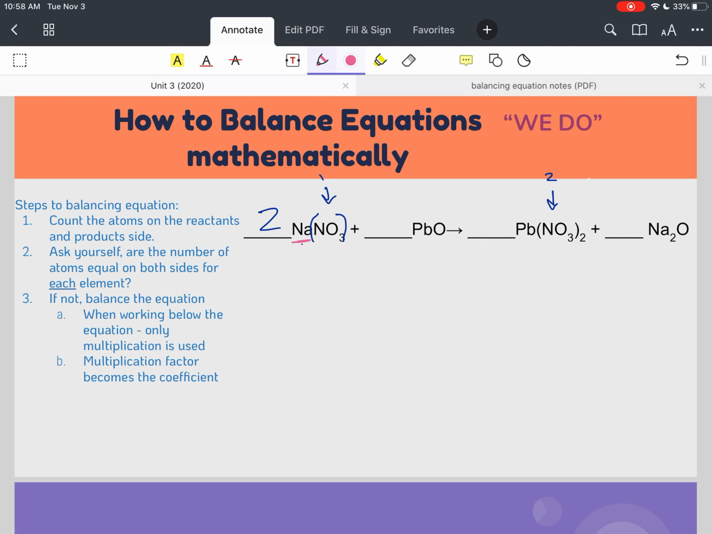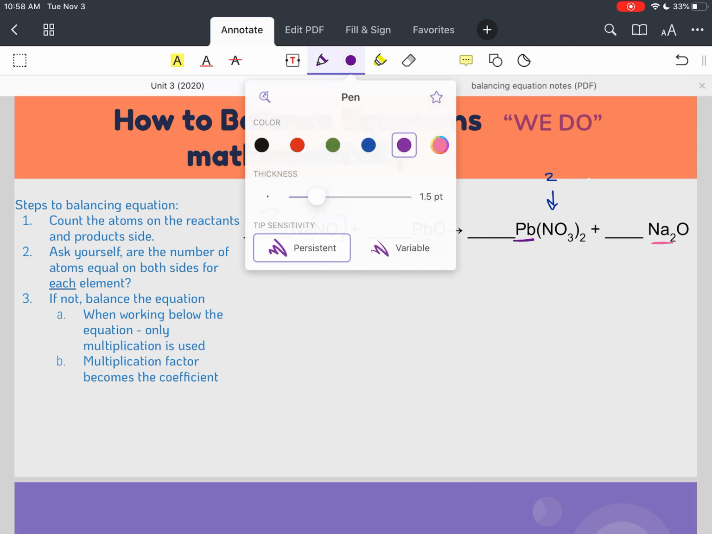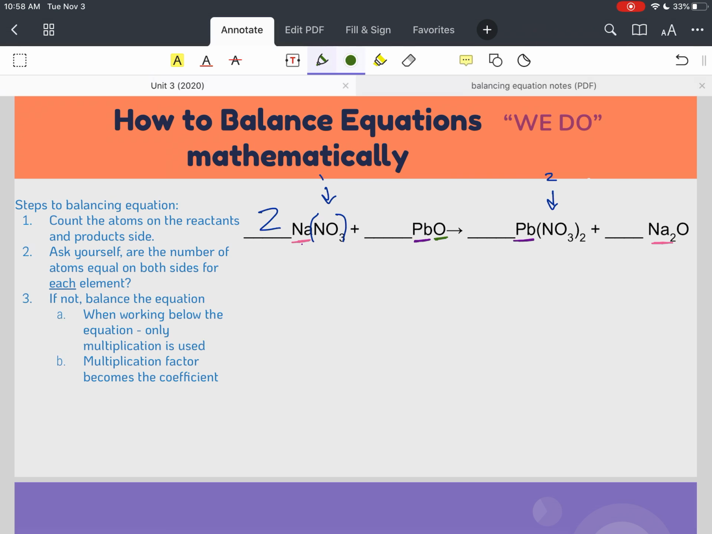Let me change my color so you can see. I have 2 sodiums here, 2 sodiums here, so I'm good to go. I don't have to do anything with sodium. Let's look at lead. I have 1 lead, 1 lead, Pb. I don't need to do anything to lead. Okay, now let's look at oxygen. 1 oxygen, 1 oxygen. I don't need to do anything with any of that. Okay, so I'm done. Everything matches up. The only thing I actually had to change was my nitrates, my NO3. So remember, these are all just a 1 because they're invisible.